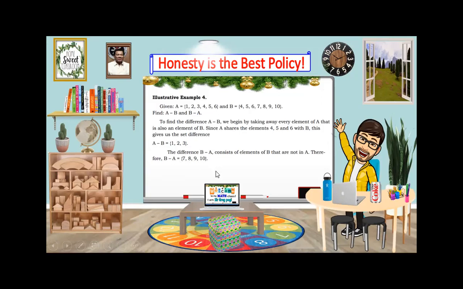Okay, tama. Yung madaling tandaan, kung ano yung magkatulad nila, tanggalin nyo lang. Tapos kung ano yung matitira sa dalawang set, yun yung maging sagot. Pero syempre, kapag A minus B, yung natira sa A. Pag B minus A, yung natira sa B. Okay? That's how simple it is.